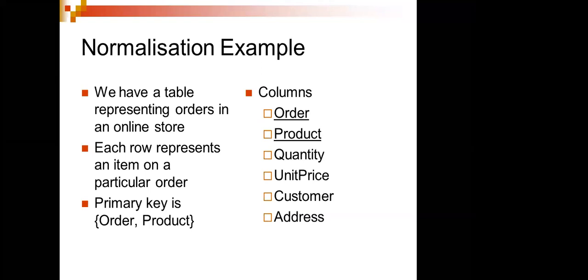So the person who is ordering has the number, and what product is being ordered. Then depending upon that, others are candidate keys. So here order and product are the primary keys. Quantity, unit price, customer, and address are the alternate keys. Among all this, whichever you think is important, those we call a candidate key. So like this, we have to identify.